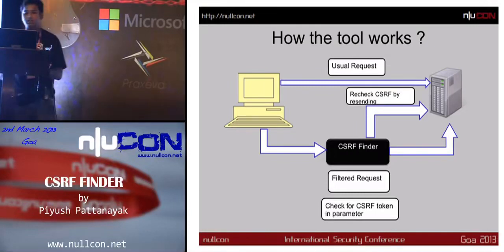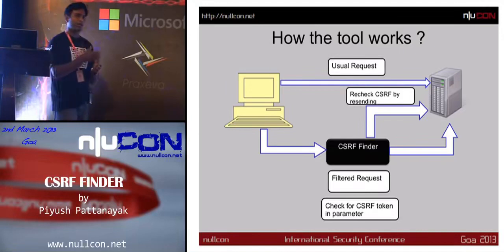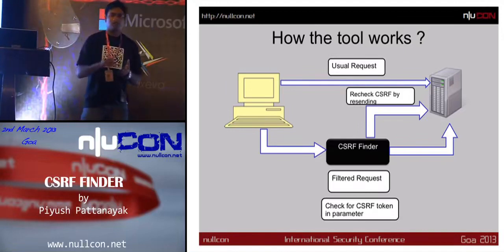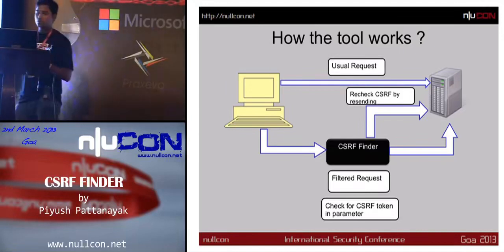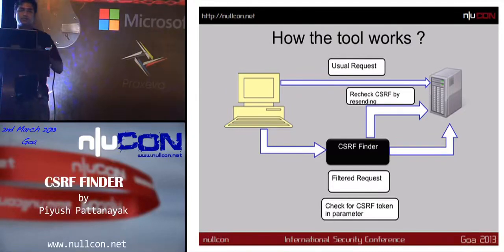So how does the tool work? Normally we have a normal user who is interacting with the web application in a normal way. When the CSRF Finder comes in, the request will be redirected or will go through the tool. The tool will first capture those requests, record them, cache them, and then send the request to the server. So it keeps a record of all the requests that go through it.